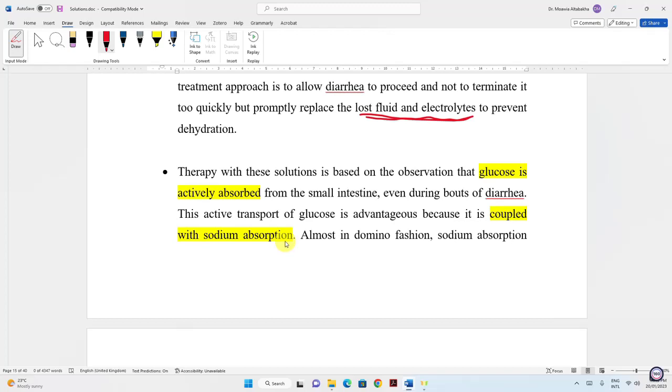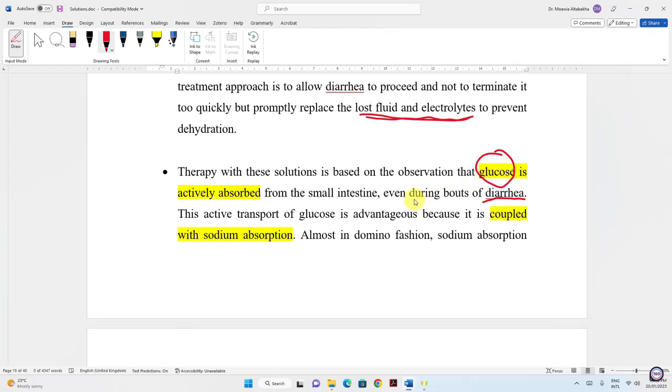In our GIT, especially the small intestine, glucose is absorbed actively. Meaning there is an active absorption, not passive. Okay, not because you have a high concentration that it gets absorbed. Even if the concentration is small, the glucose gets absorbed into the blood. Okay, and this absorption is an active process, even when diarrhea is there.